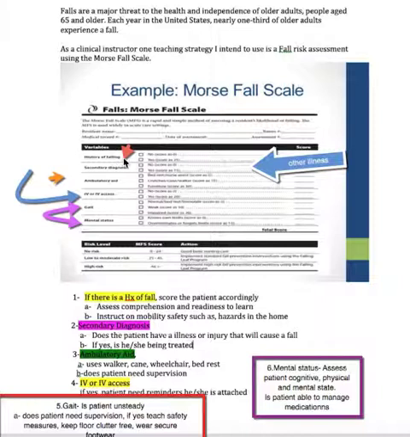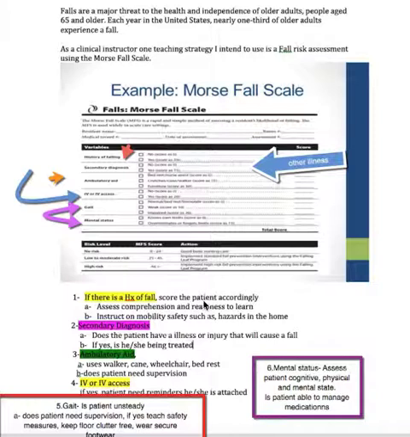You have the first one here. The first variable is to assess for history of falls. And if the patient has a history, you would score the patient accordingly. I would assess the patient for readiness to learn, see if the patient has a caregiver whom you're going to teach, and you're going to instruct on mobility safety in the house. Check if there are any hazards in the home, such as stairs.